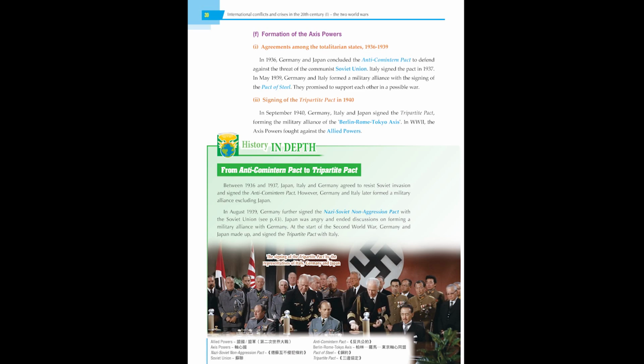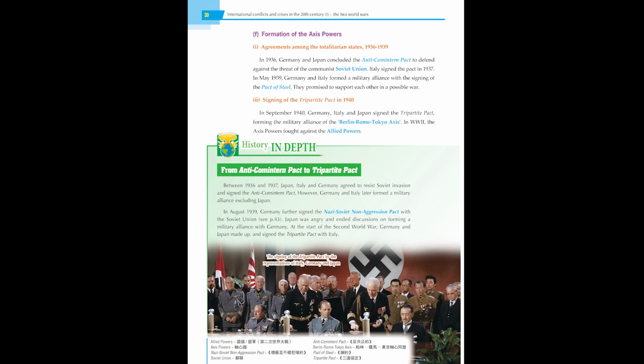History in depth, from Anti-Comintern Pact to Tripartite Pact. Between 1936 and 1937, Japan, Italy, and Germany agreed to resist Soviet invasion and signed the Anti-Comintern Pact. However, Germany and Italy later formed a military alliance, excluding Japan.